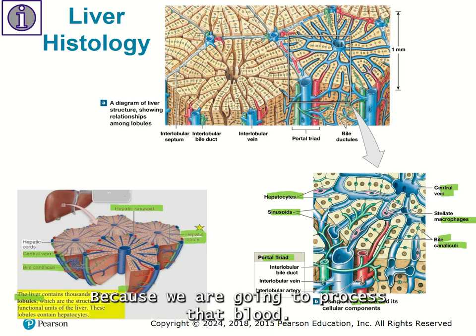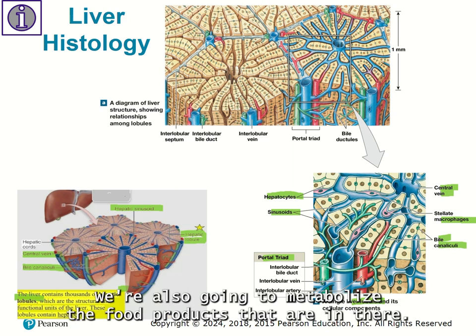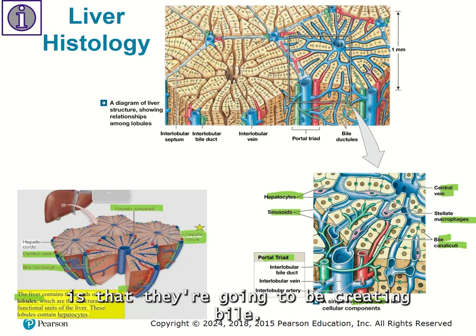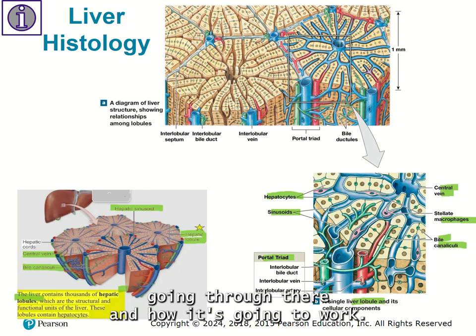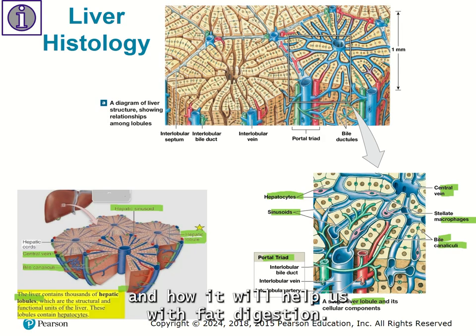We are going to process that blood. We're going to remove toxins. We're going to metabolize drugs, but we're also going to metabolize the food products that are in there. The other major function that our lobules are going to be doing is creating bile. So we're going to look at the flow of the blood going through there and how it's going to work, and then we're going to look at bile and how it's produced and how it will help us with fat digestion.